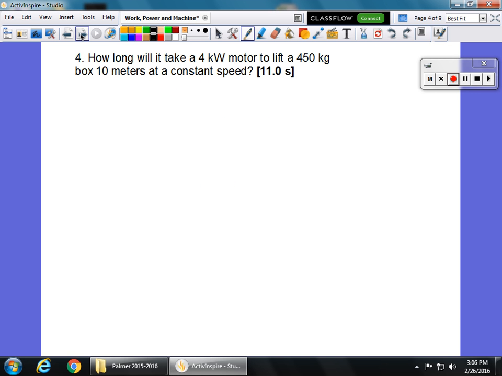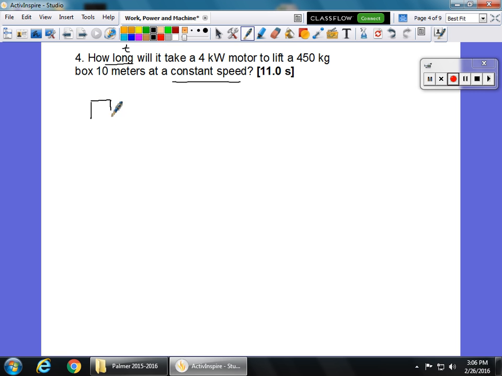The second one we're going to look at is another power problem. This one is asking us, in this case, to calculate a time. It says how long. This is time, how long, right? What length of time will it take for a 4 kilowatt motor to lift a 450 kilogram box 10 meters at constant speed? So let's think about that.